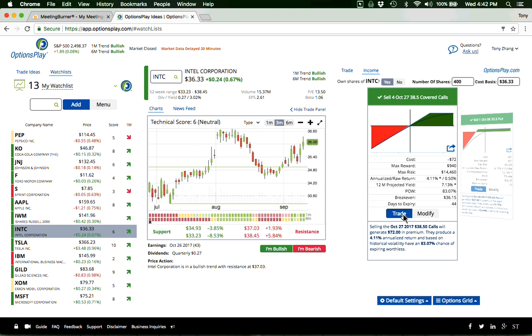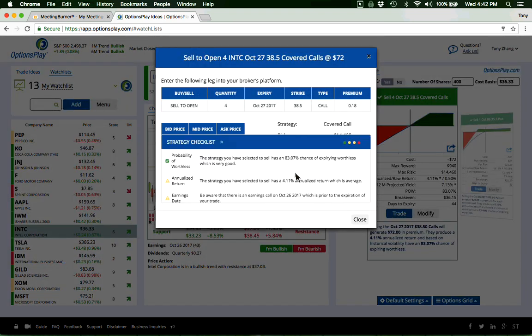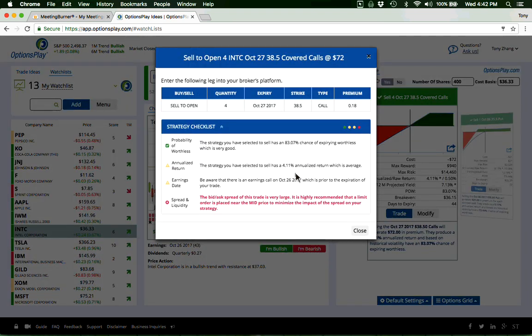Is this high enough? If it is, great. All I have to do is hit the trade button. And then what we have is a strategy checklist. Now, as you can see here for Intel, it's telling me that I have a good probability of expiring worthless, which is good. It's telling me I have an annualized return of 4%, which is average.